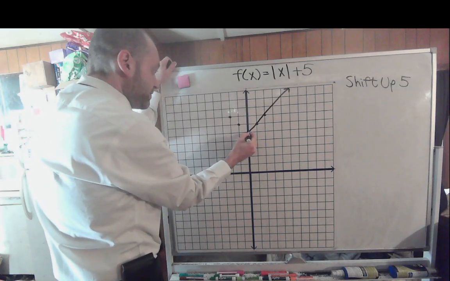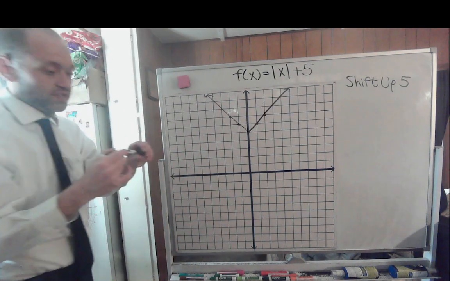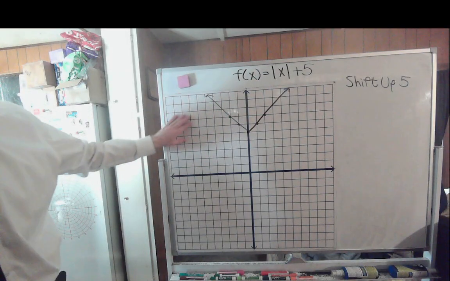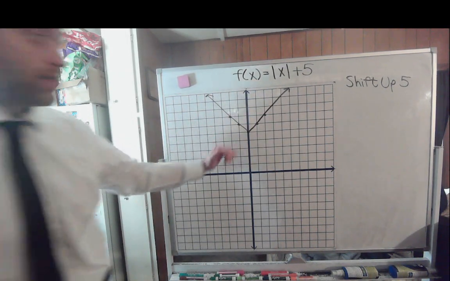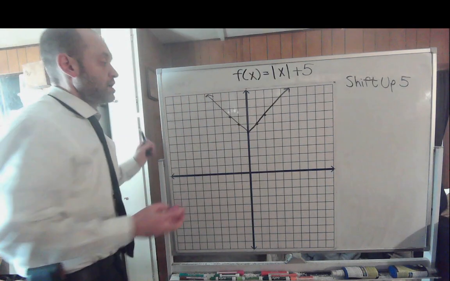So I can graph this. And as you see, the size of the original graph of f of x equals the absolute value of x hasn't changed. I've just shifted everything upward 5 units. That's all I've managed to do. All right.